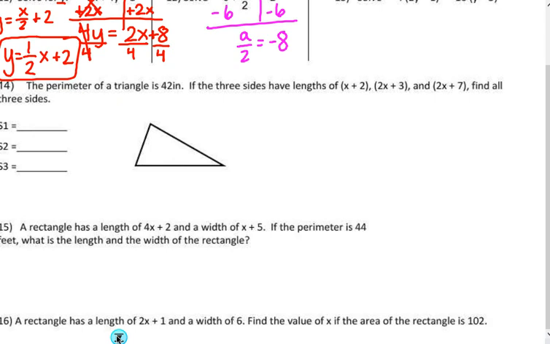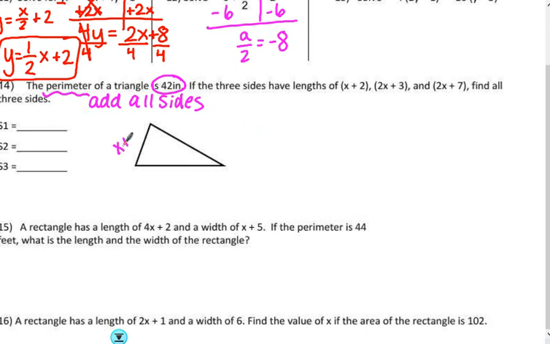Excuse me. The perimeter of a triangle is 42 inches. If the 3 sides have lengths of this, that, and that, find all 3 sides. So if you remember, perimeter means that we add all sides. Add all sides. And then we can set it equal to the given perimeter. It tells us that the perimeter is 42. So let me draw these out.